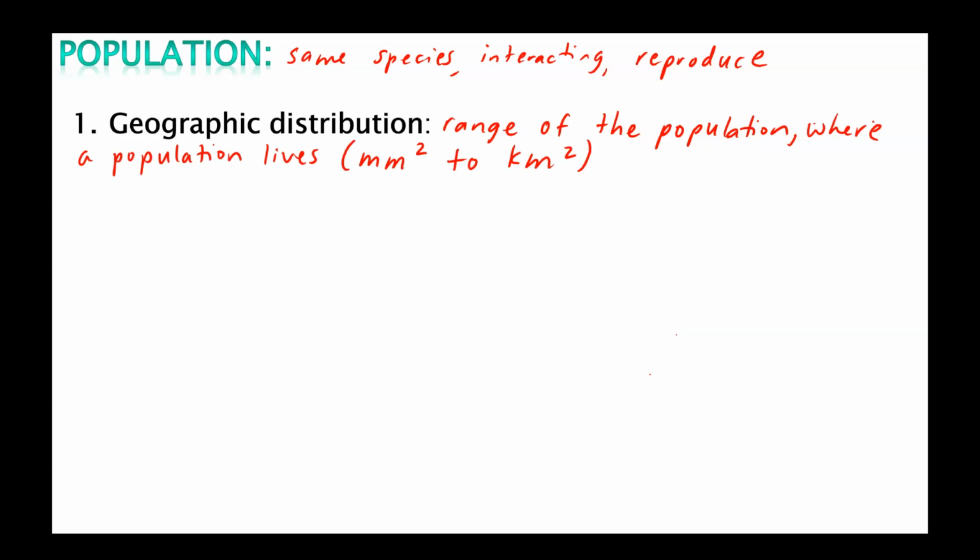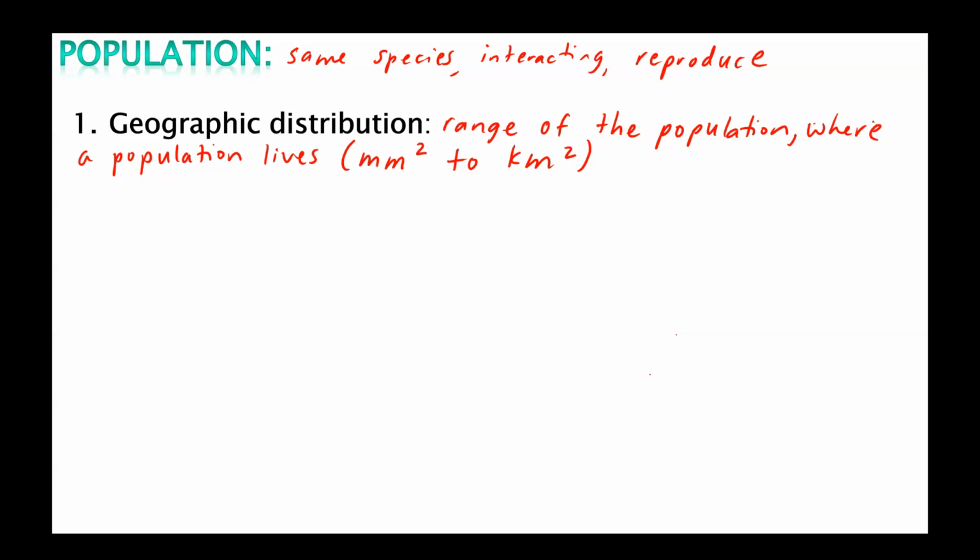Basically just where a population lives, and I even have your units there. So, for example, if it was an ocean population, we could cast out a net that would have a certain size to it, and we'd be able to pull in all of the organisms that are in that area and analyze them. So again, a population biologist, one of the first things they're going to be studying about a population is going to be the geographic distribution of that population.